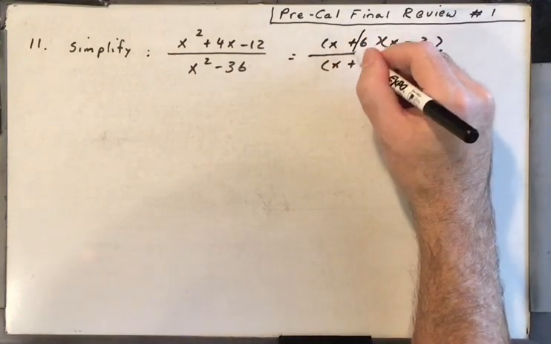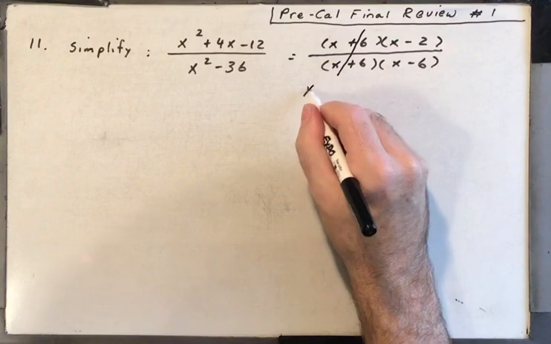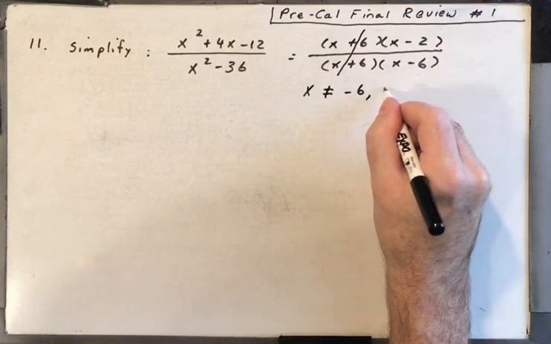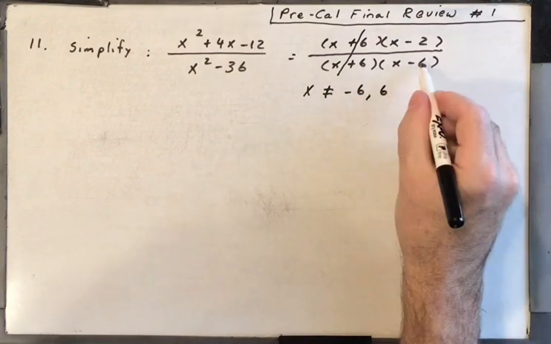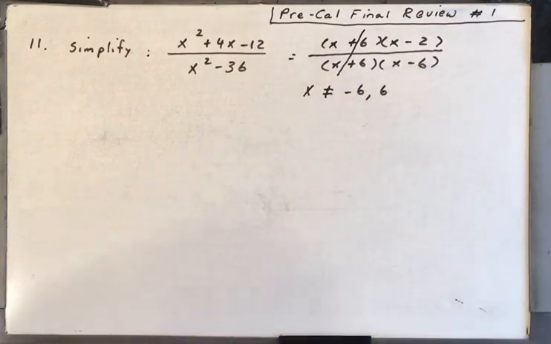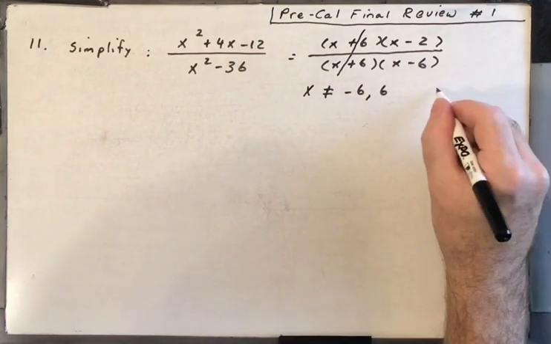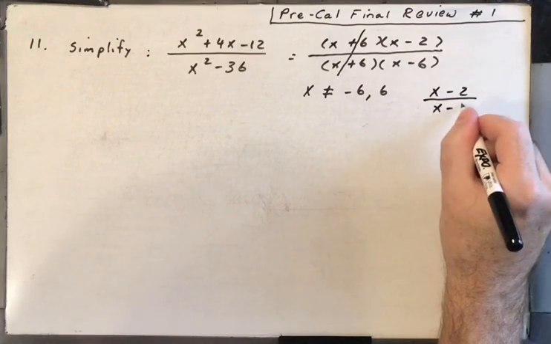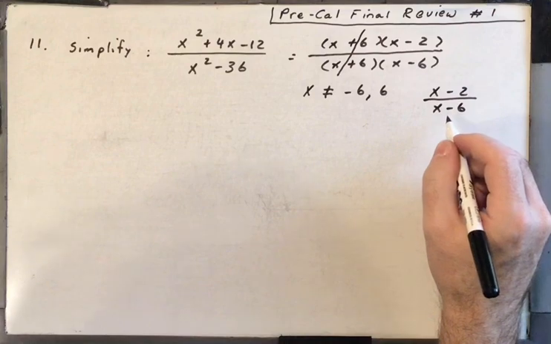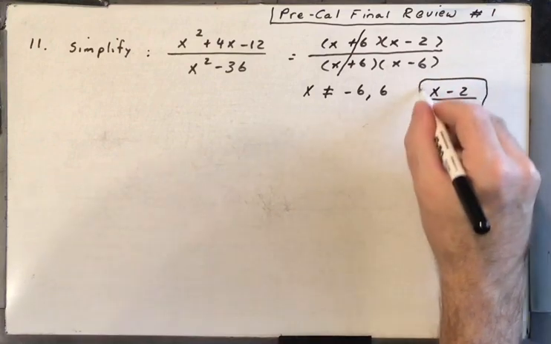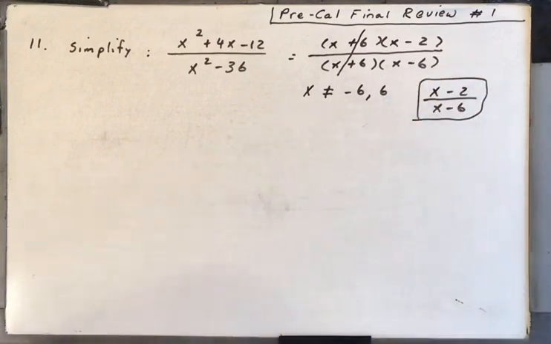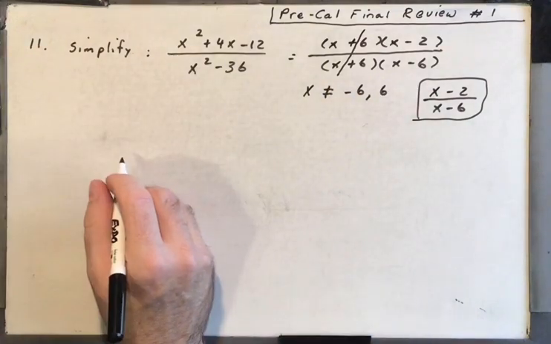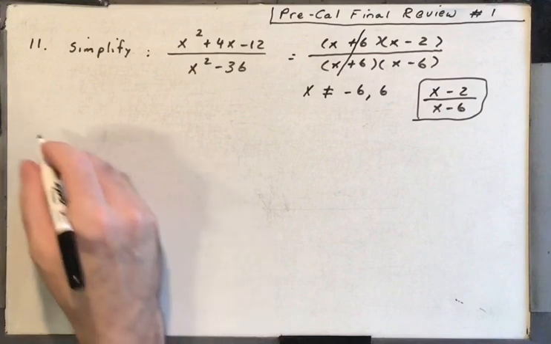All right, the x plus 6 will cancel out, and we have to put a domain restriction here. X cannot equal negative 6 or positive 6 because either of those numbers would make the denominator 0. And then the answer is x minus 2 over x minus 6. I will tell you on the test whether or not to include the domain restriction. On one like this, I would ask you to include it. Pretty simple. All right, number 12.